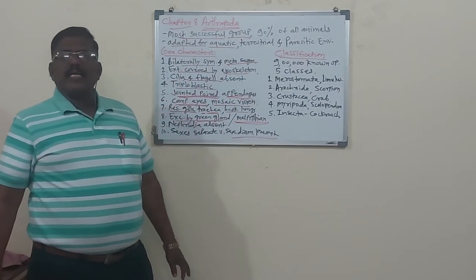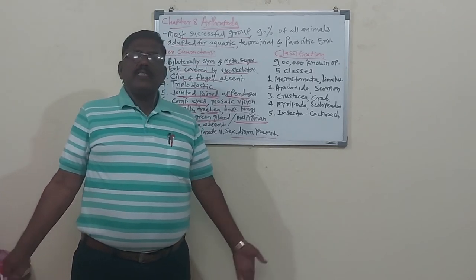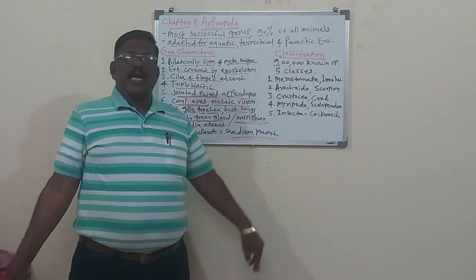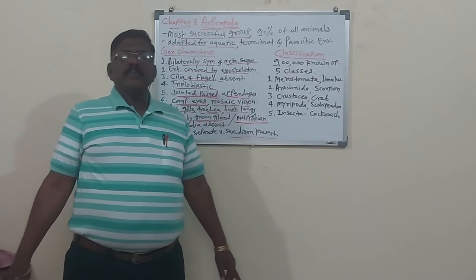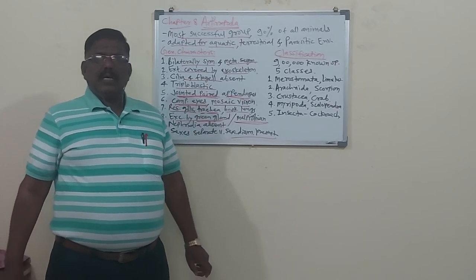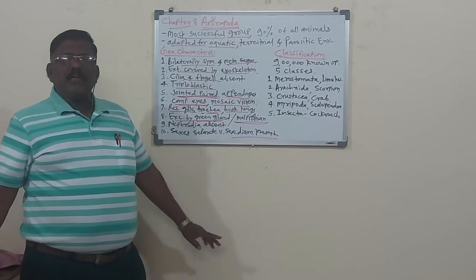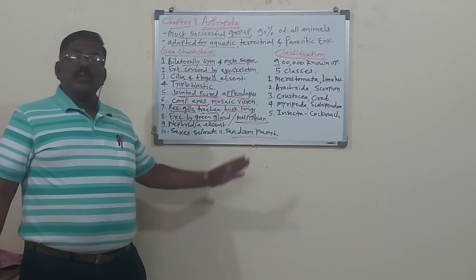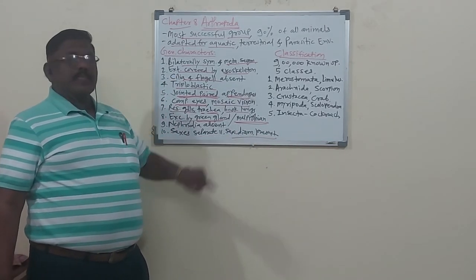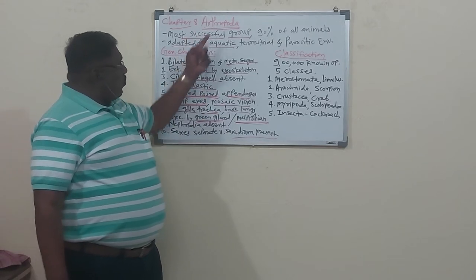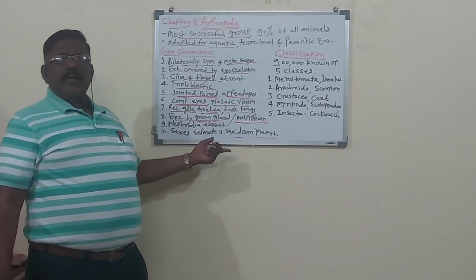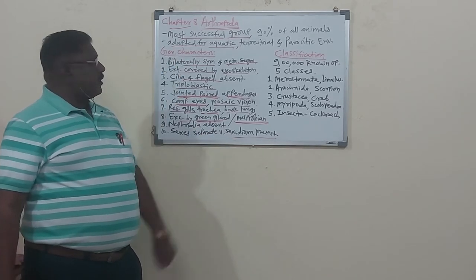By observing the external characters, we can identify the male and female. Where we can identify male and female, we can say sexual dimorphism is present. And if we cannot identify the male and female on the basis of the external characters, then sexual dimorphism is absent. So in Arthropoda animals, sexual dimorphism is present, meaning we can identify male and female Arthropoda animals.